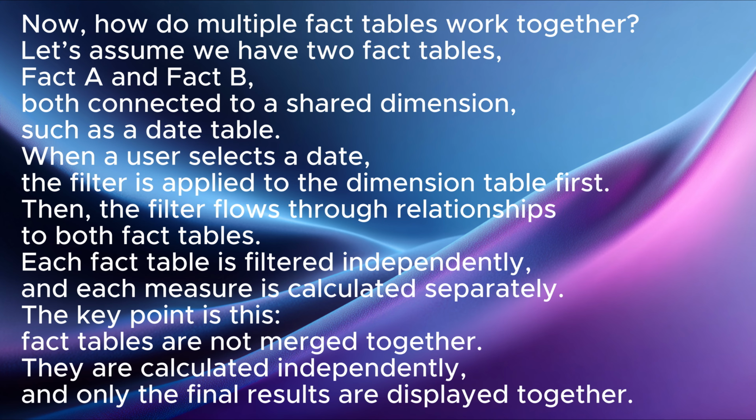Now, how do multiple fact tables work together? Let's assume we have two fact tables, Fact A and Fact B, both connected to a shared dimension such as a date table. When a user selects a date, the filter is applied to the dimension table first. Then the filter flows through relationships to both fact tables. Each fact table is filtered independently and each measure is calculated separately. The key point is this: fact tables are not merged together. They are calculated independently and only the final results are displayed together.